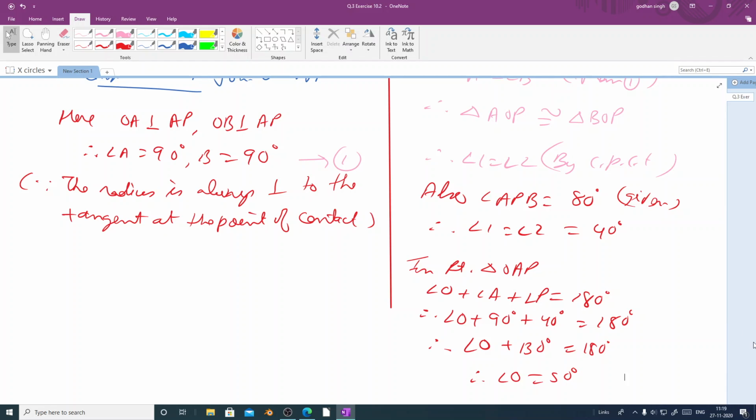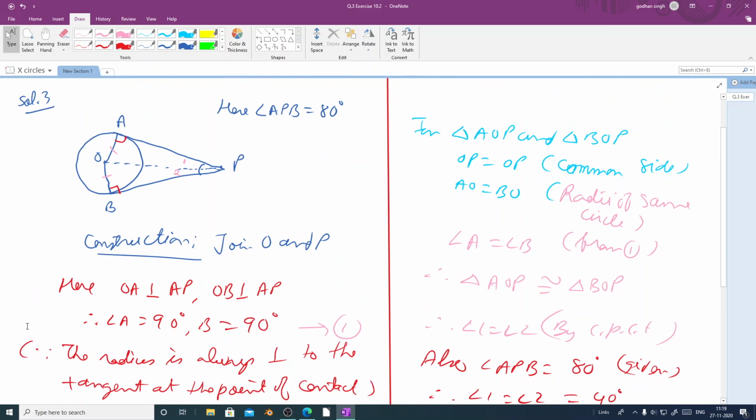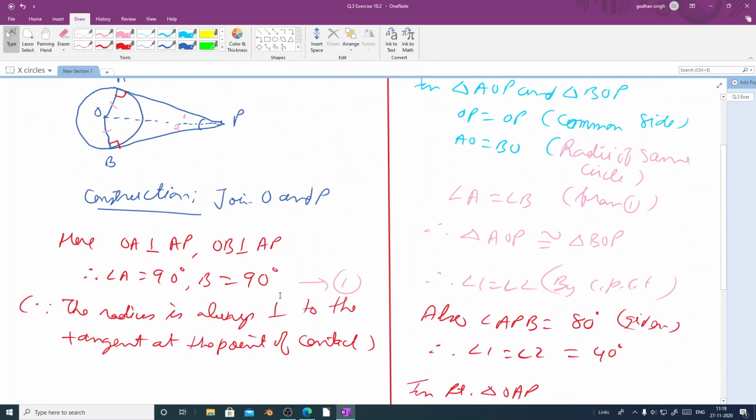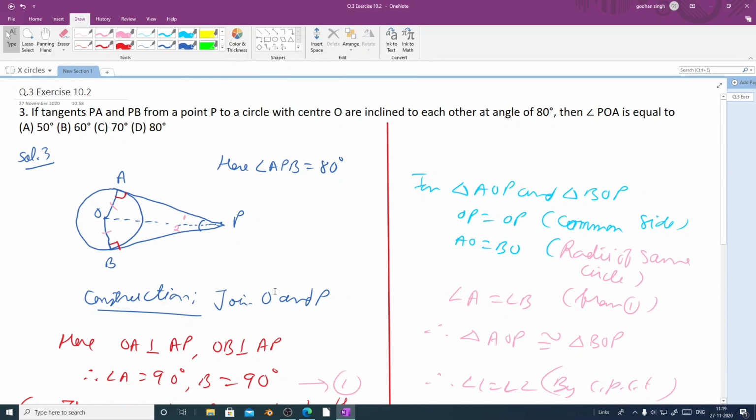So we can say that angle AOP is equal to 50 degrees, and this is our final answer for question number 3, exercise 10.2. So with this it is complete.